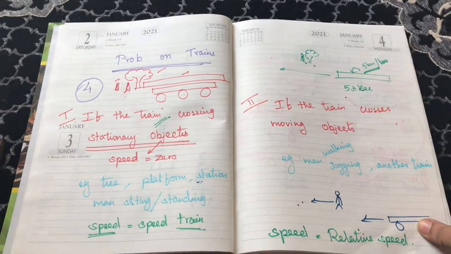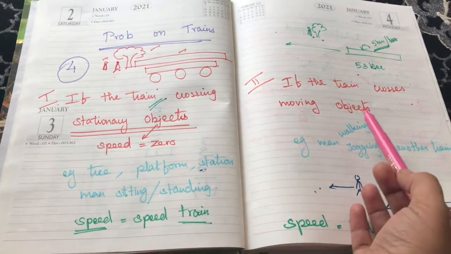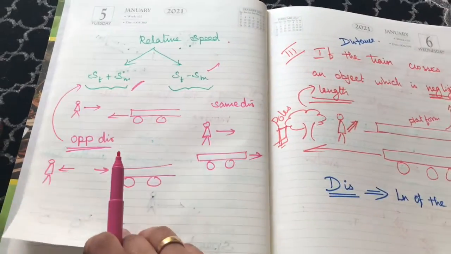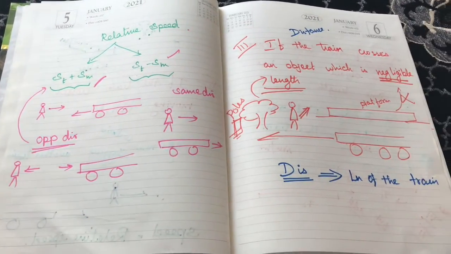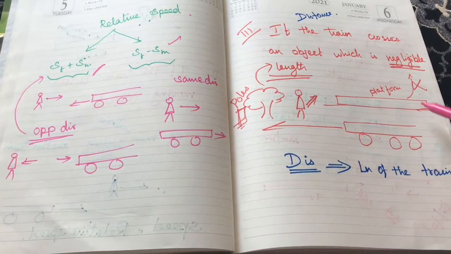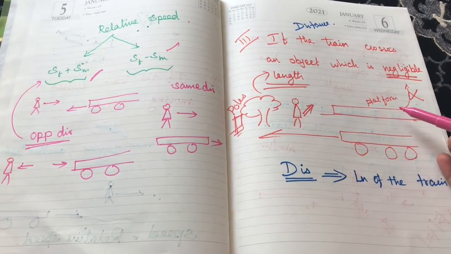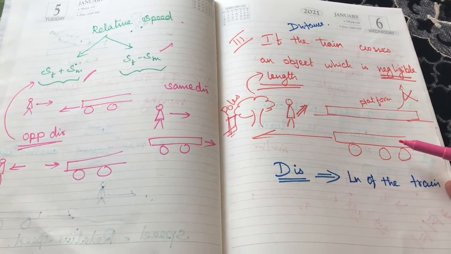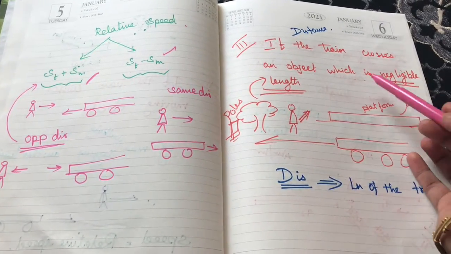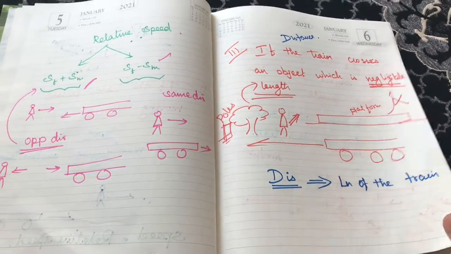Okay, this is the concept. You need to remember just 4 points. Stationary objects and moving objects. This is all about the comparison of speed, and then distance. Okay, so negligible length. These are the objects which have the length. If the object has a length, the distance will be the length of the platform plus the length of the train. If the object has a negligible length, then just take the distance as the length of the train.